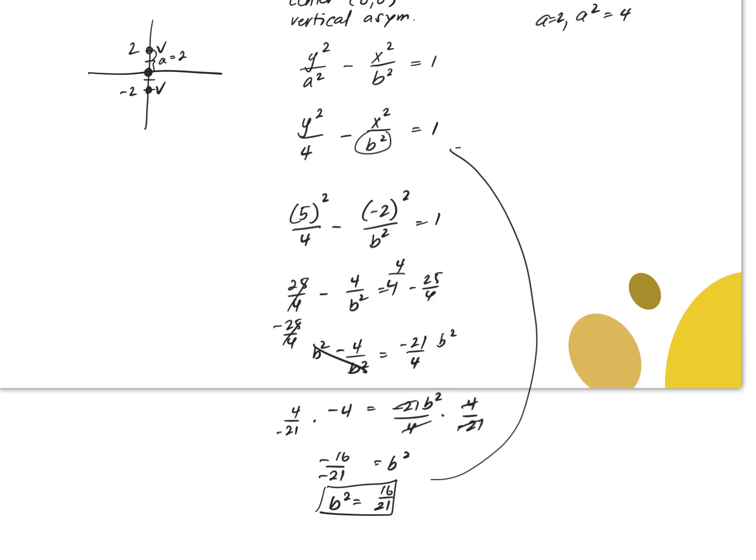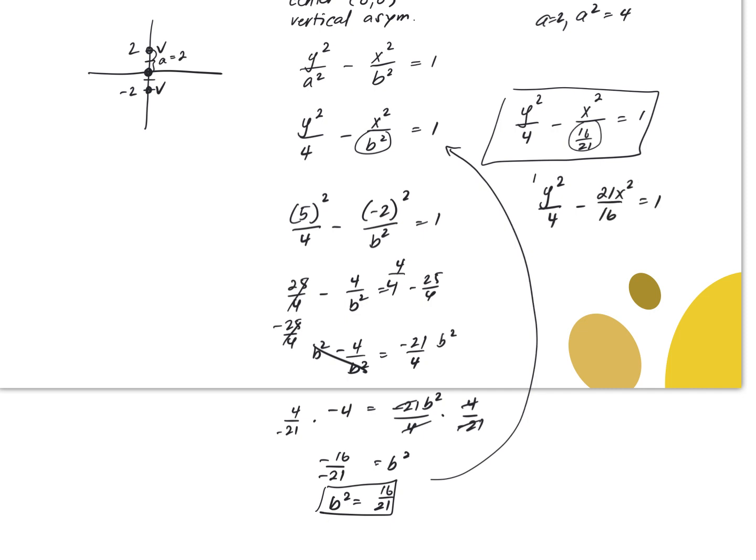So again, now that I know that, I'm going to come here and do y squared over 4 minus x squared over 16 over 21 equals 1. Now this would be acceptable for me, but again, we don't really like complex problems. So I know that I could flip this second fraction. And if I did that, I would get y squared over 4 minus 21x squared over 16 equals 1. And that's another way. It's probably the better way.